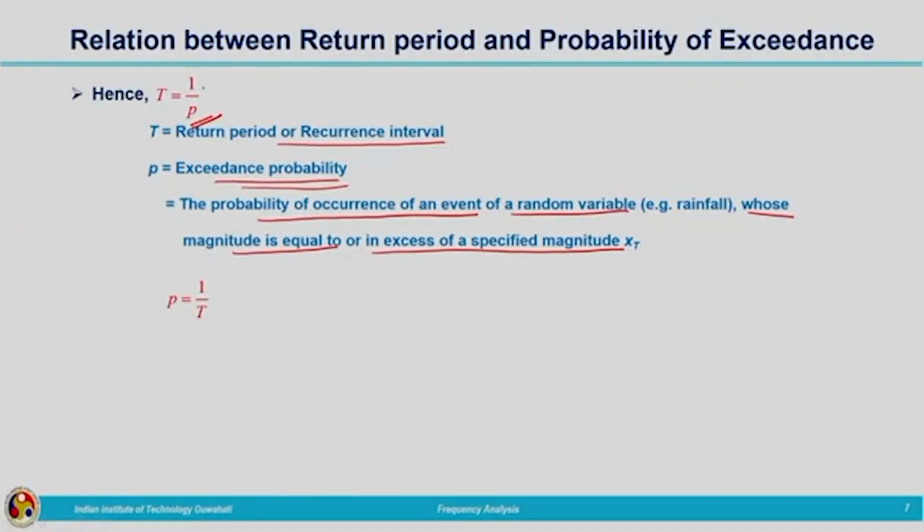We are having the annual maximum values corresponding to the rainfall data. In that we are keeping a threshold value x_T. There are certain events which are having values greater than or equal to x_T. So, exceedance probability is the probability of occurrence of an event which is equal to or greater than the threshold value represented by x_T. Since return period is given by 1/P, we can calculate the exceedance probability by taking the inverse of the return period, that is P = 1/T.